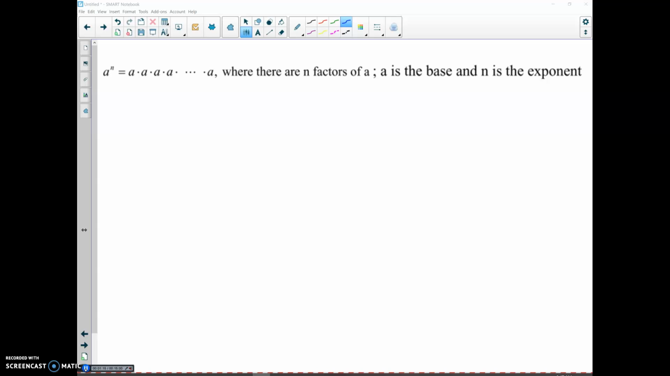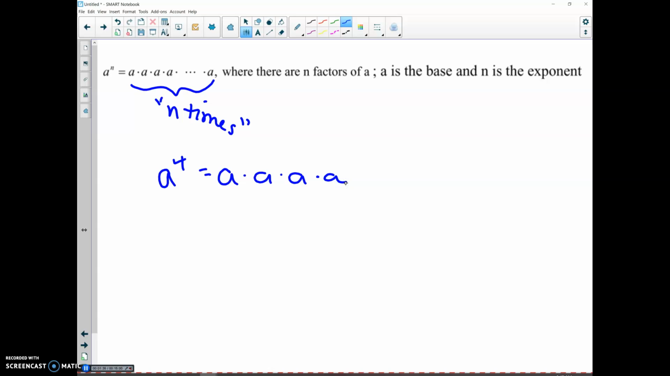Exponents. A to the n power means A multiplied by itself n number of times. So A times A times A. The number of A's here is n times. So A to the 4th power would mean A multiplied by itself 4 times. This number right down here, the bottom number is called the base, and the top number is called the exponent.